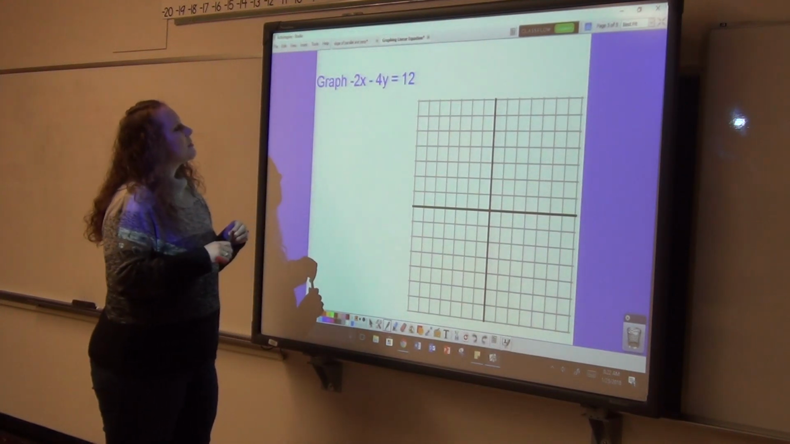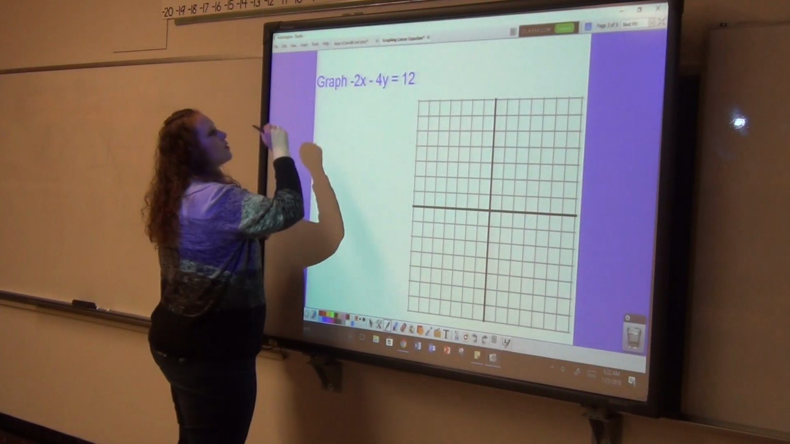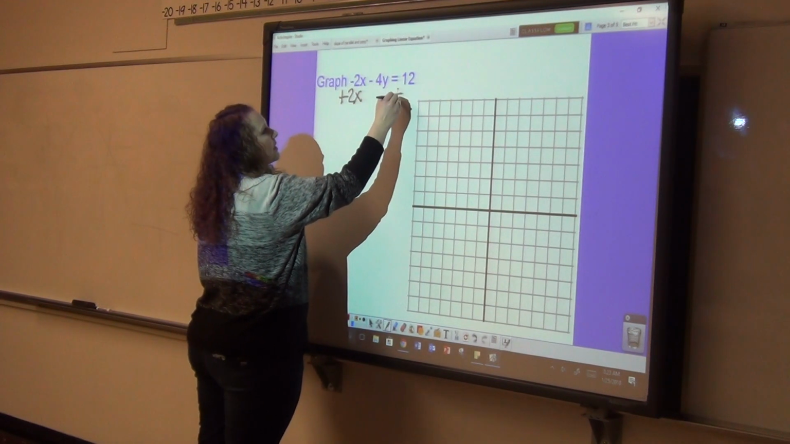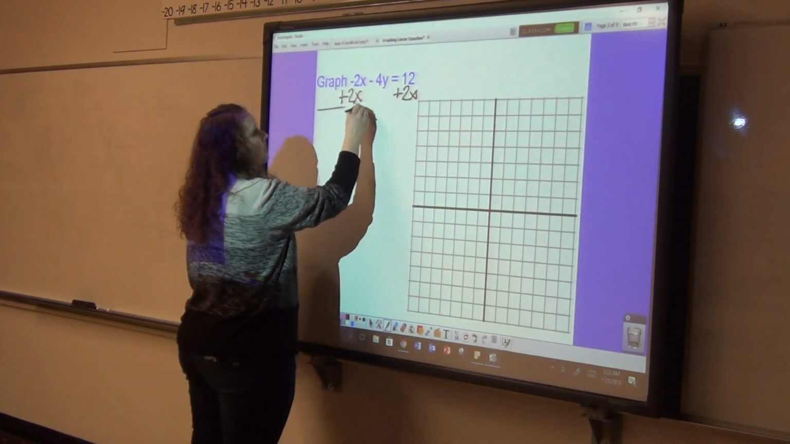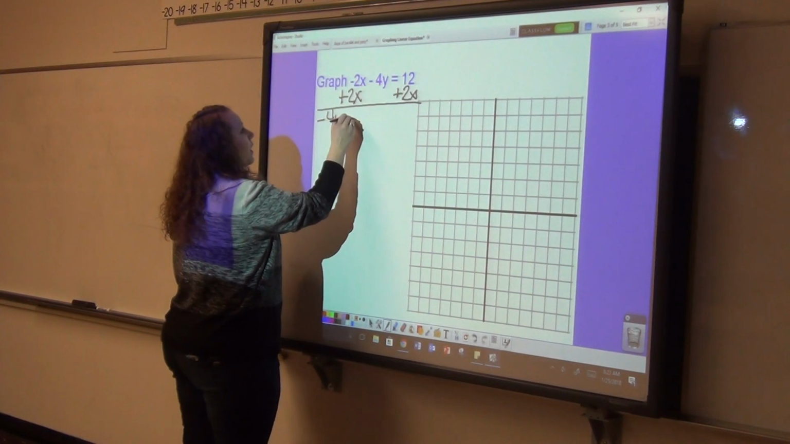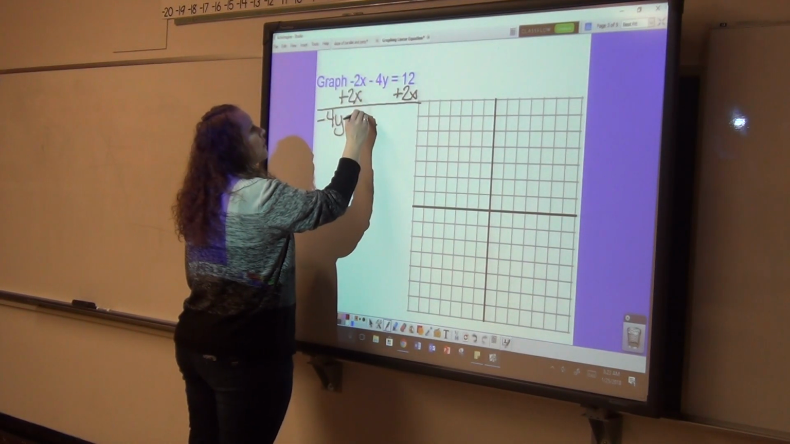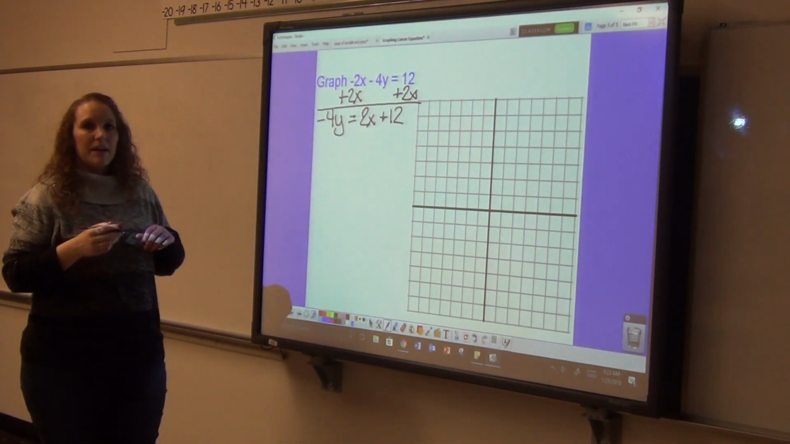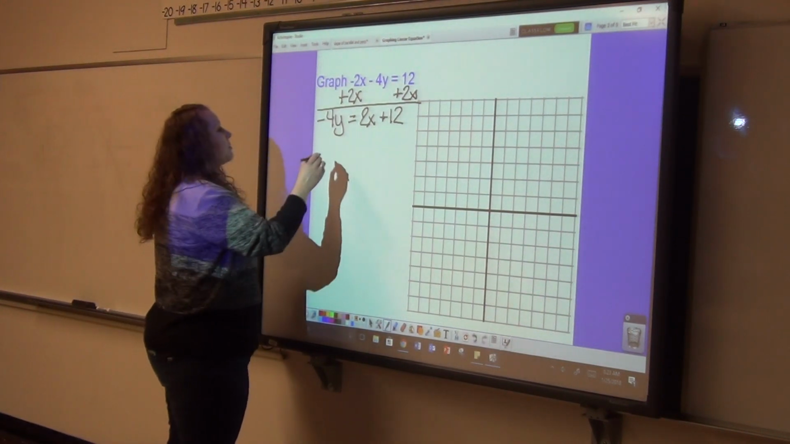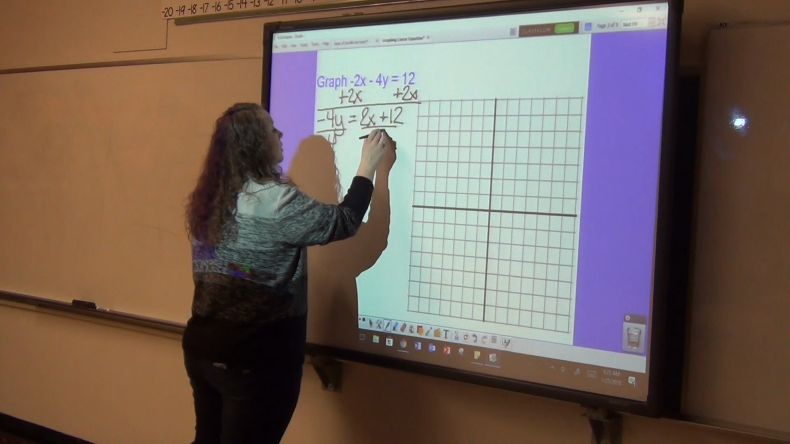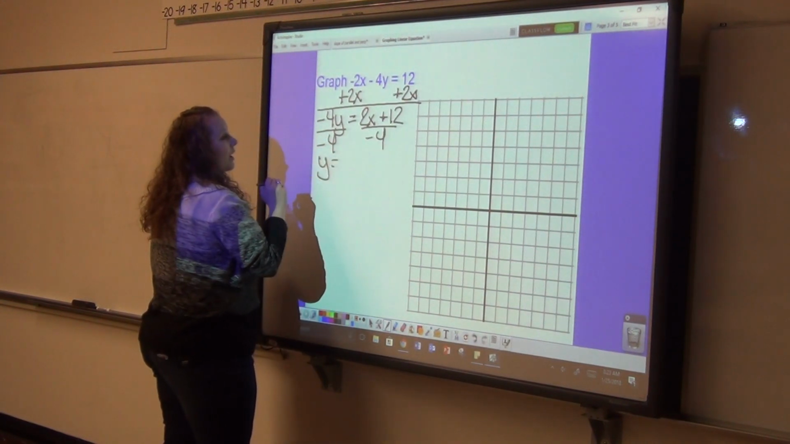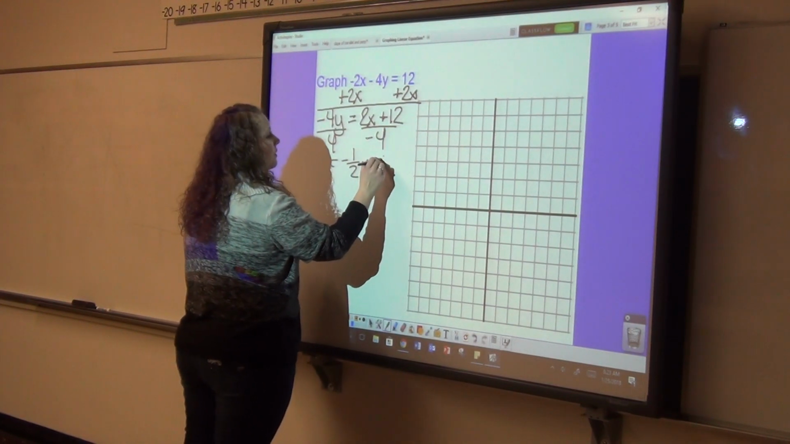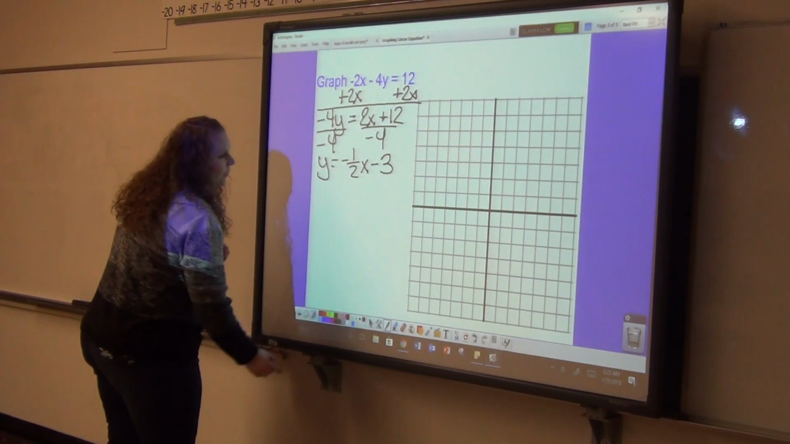Since we have negative 2x minus 4y equals 12, we want to move negative 2x first. So we add 2x to both sides because the opposite of negative 2x is positive 2x. Then we have negative 4y equals 2x plus 12. Next thing we want to do is get rid of that negative 4 that is multiplying our y. So the inverse of multiply is divide. We're going to divide by negative 4, and we get 1y equals 2 divided by negative 4 is negative 1/2, and 12 divided by negative 4 is negative 3. So we can now graph this equation.